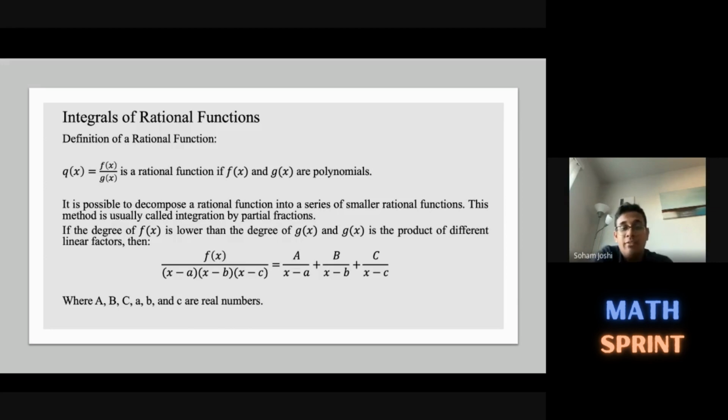If the degree of f of x is lower than the degree of g of x, and if g of x is the product of different linear factors, then we can express f of x over (x minus a)(x minus b)(x minus c), where x minus a, x minus b, and x minus c are the linear factors of g of x. So you can express this whole thing as A over (x minus a) plus B over (x minus b) plus C over (x minus c), where capital A, B, C and lowercase a, b, c are all real numbers, different real numbers, but still real numbers.